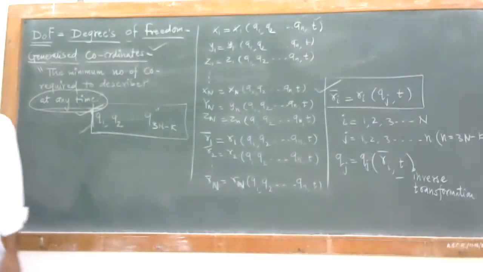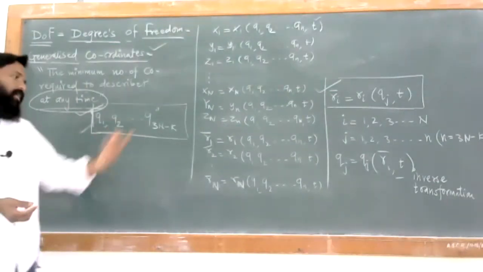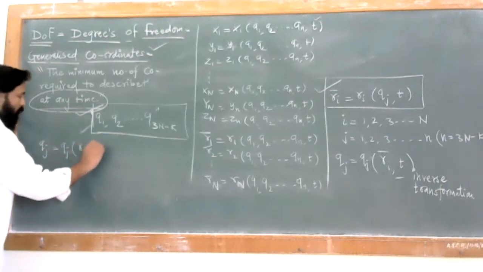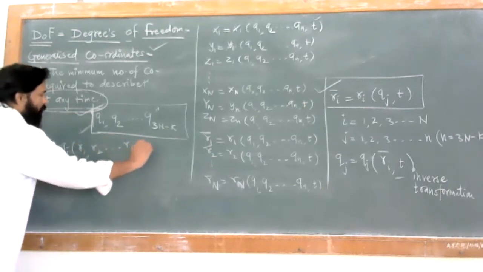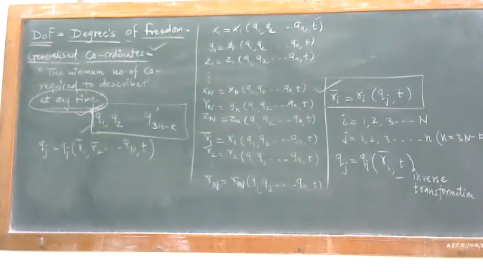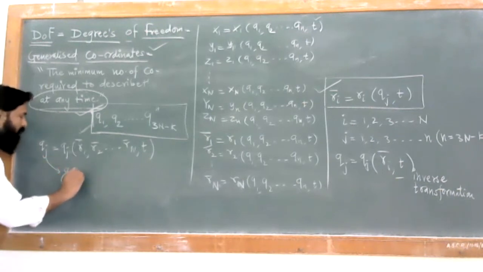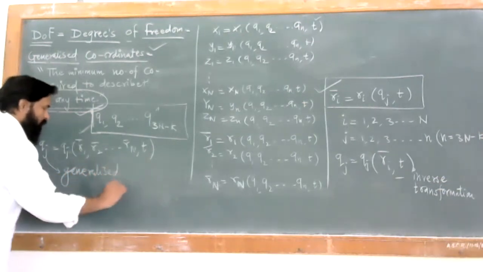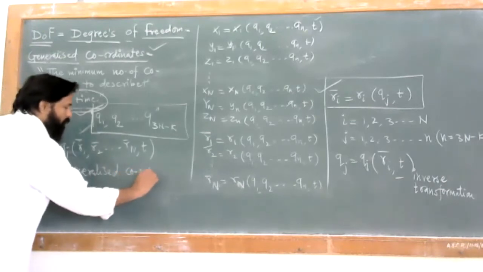qj is equal to qj of Ri, t, or you can write this qj as qj of r1, r2 up to capital Rn. So you can have those points. You can express it in various ways. Remember that this qj is known as a generalized coordinate.